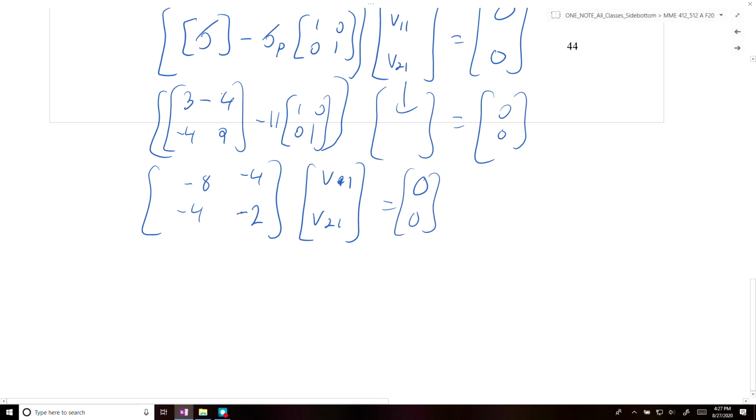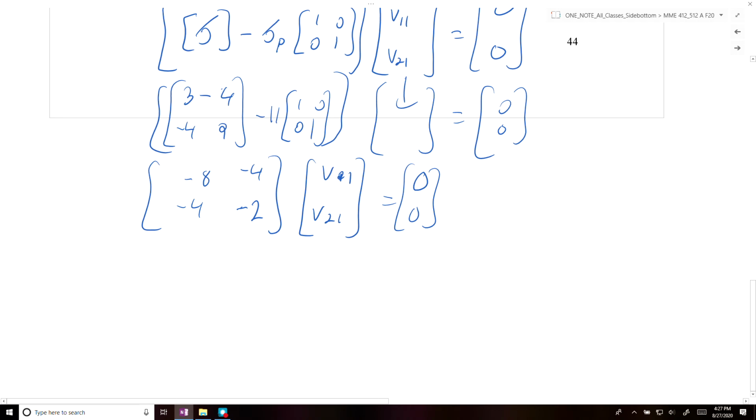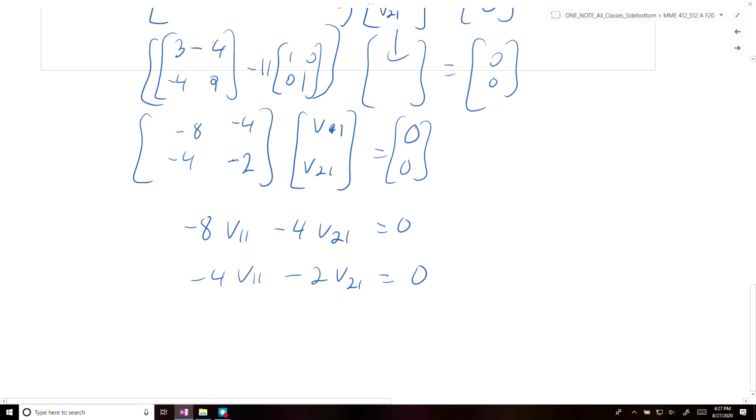If we multiply this matrix out, we get two algebraic equations. We get minus 8 v11 minus 4 v21 equals 0, and minus 4 v11 minus 2 v21 equals 0. These two equations are essentially the same, since the second is the first divided by 2. From either of them, v21 is equal to minus 2 v11.